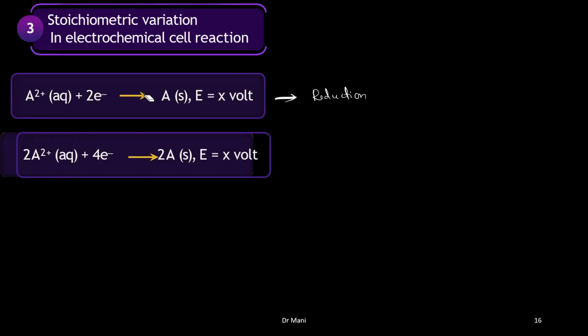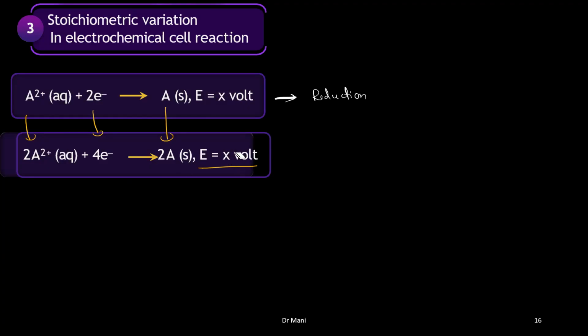And what's happening here? Whatever this reaction is, you are multiplying it by a factor of 2. This complete reaction is just multiplied by 2. So we get 2A plus 4 electrons. Instead of 2 electrons, now there are 4 electrons. Instead of a single A, now it is 2A. Even though you increased it, multiplied it, or doubled it, the amount of volt remains the same. Can you observe that? The potential here remains unchanged despite doubling the stoichiometric coefficients. A becomes 2A, 2E becomes 4E, but still the potential remains unchanged.